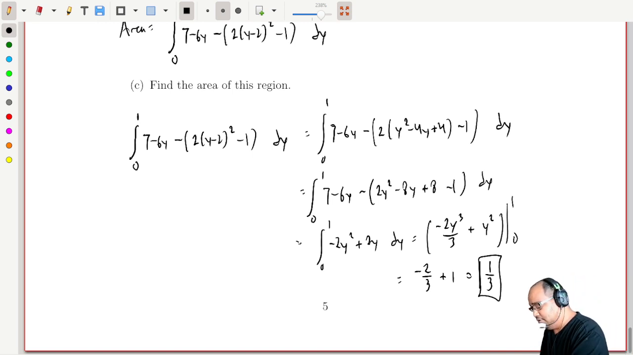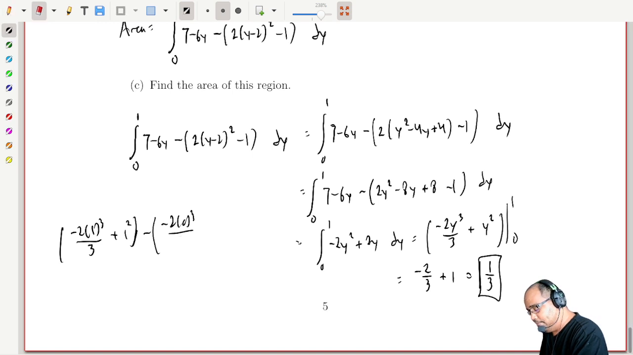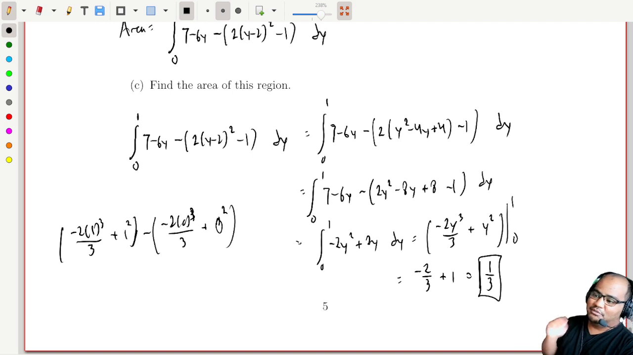The hidden step here, again, if you want to write it down: negative 2 times 1 cubed over 3 plus 1 squared, minus 2 times 0 cubed over 3 plus 0 squared, and then it evaluates nicely. And so the punchline is the area of this region between the two curves is 1/3. We found it by using the simpler looking integral here in y.